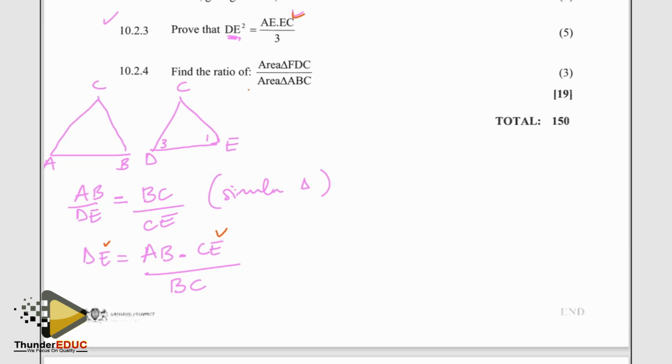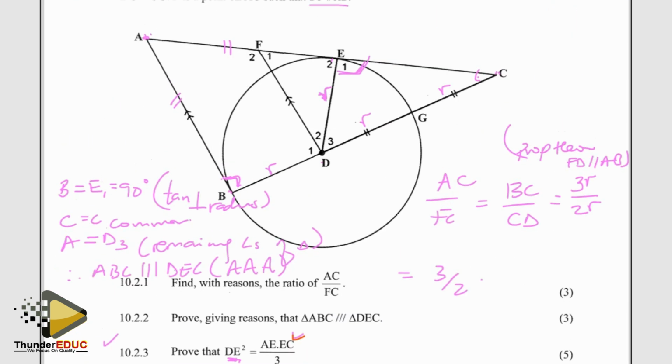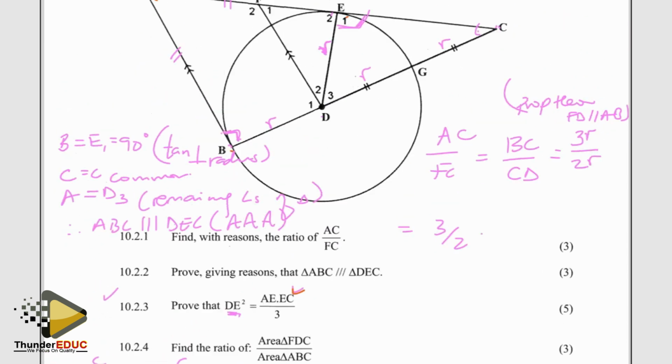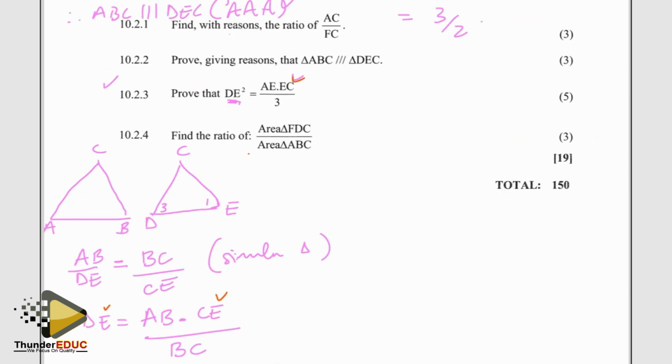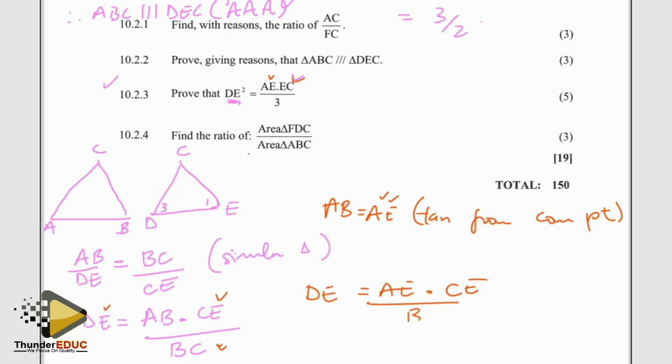AB. Let's see what is our AB. We're seeing that our AB is the tangent, a common point, which is the same as this. So we can say that AB is the same as AE. Okay. So AB is the same as AE. We say tangents from a common point. So where there is AB, I can just replace it with AE. Problem sorted. So AE multiplied by CE over BC.